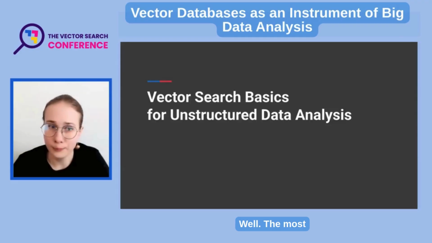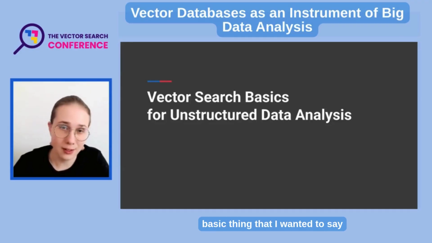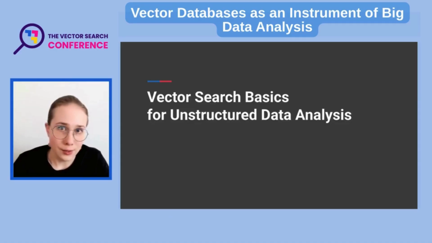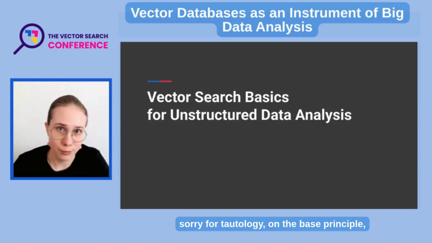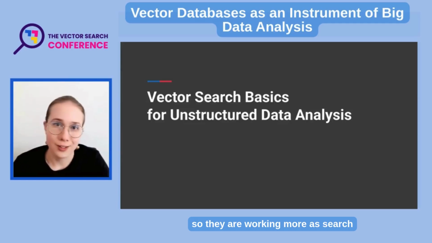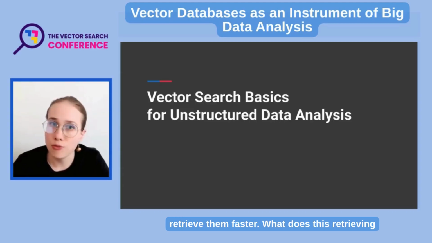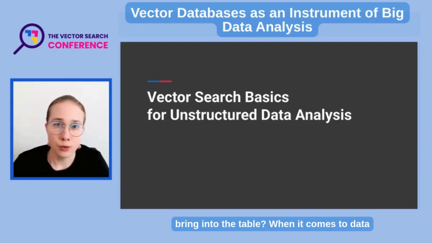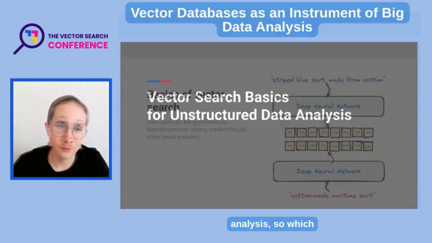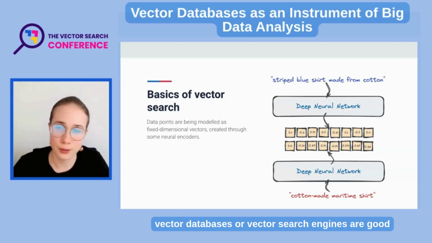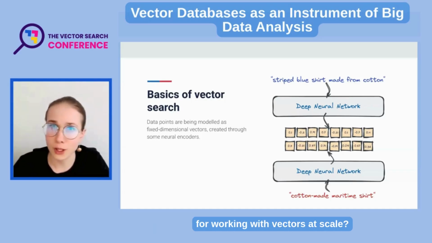Why them? Well, the most basic thing that I wanted to say is that vector search solutions are dedicated to storing billions of data points. And not only are they dedicated to storing them, but they are based, sorry for the tautology, on a base principle. So they are working more as search engines. So they not only store billions of vectors, but they are also designed to retrieve them faster. What does this retrieving bring to the table when it comes to data analysis? So which basics do we need to know? Beyond that, vector databases or vector search engines are good for working with vectors at scale.